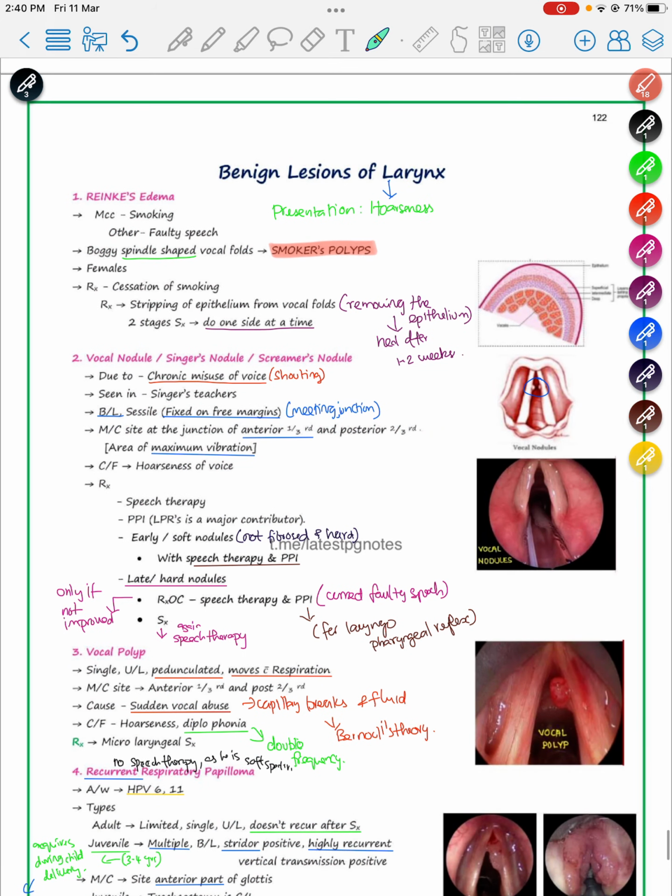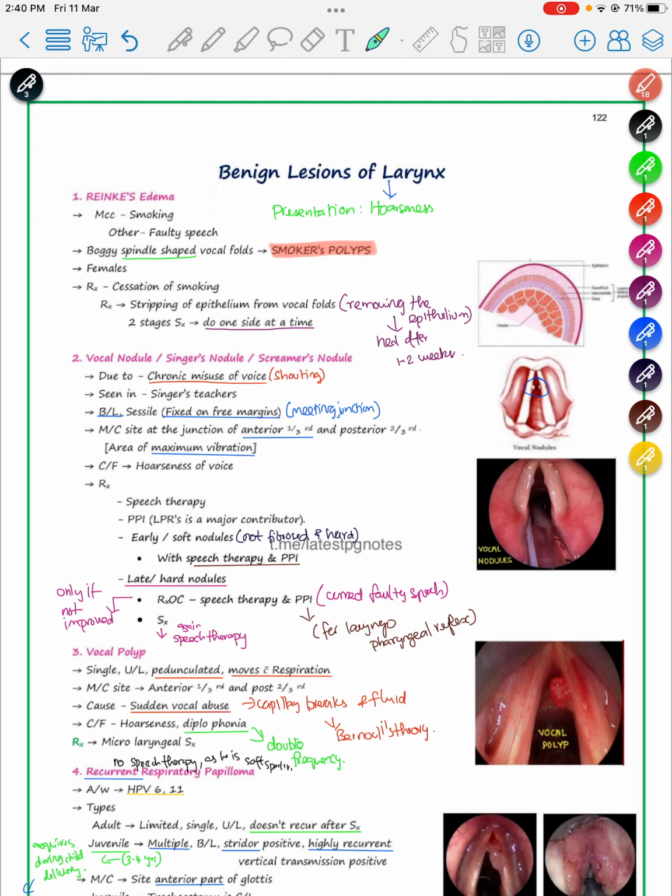Then let's come to the benign lesions of the larynx. All lesions of the larynx present with hoarseness of voice. The first one is Reinke's edema, due to misuse of speech or faulty voice, and also smoking. The space between the superficial pseudostratified squamous epithelium is Reinke's space, and there the edema will occur.